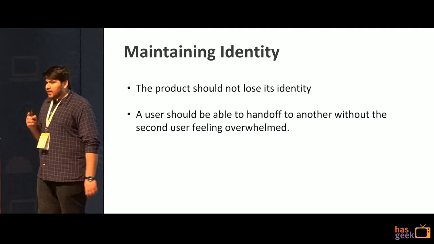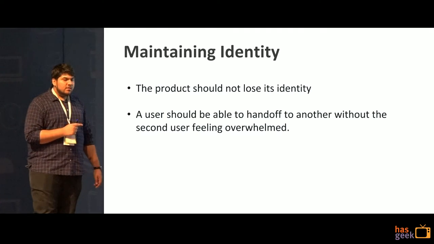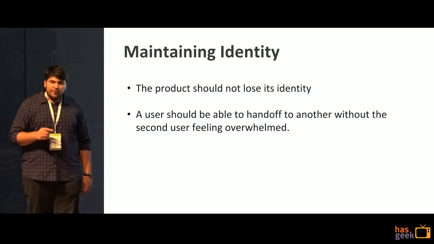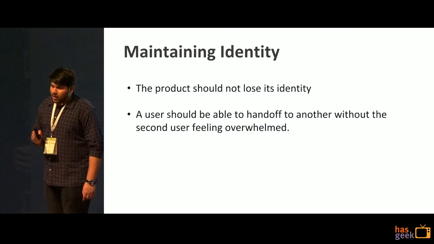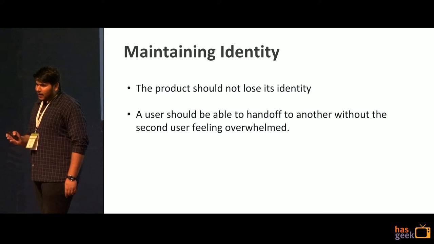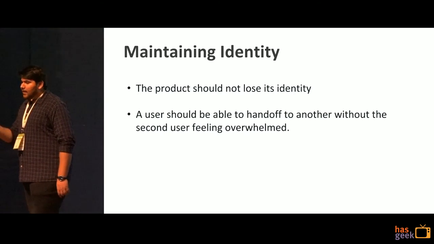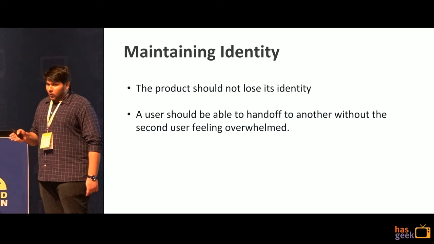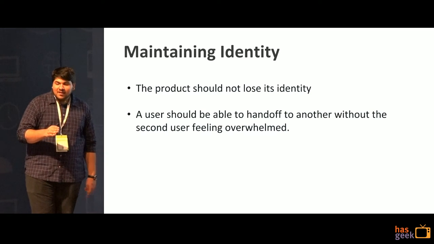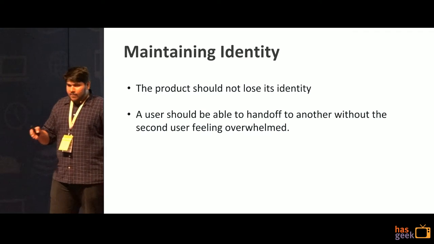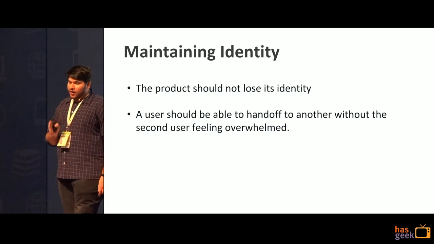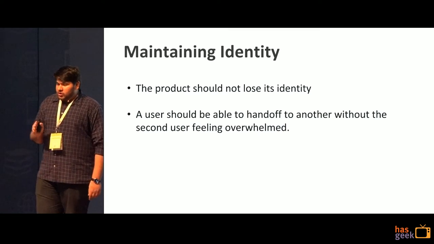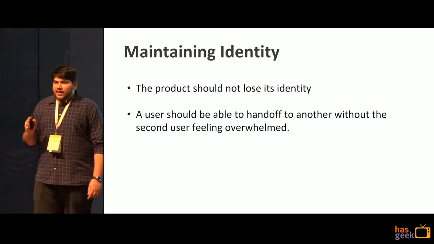Maintaining the user's identity. So if you would do an analogy on this, it could be that if you are mutating the human body, maintaining your identity would perhaps be increasing the length of the arms. Doing something else would perhaps be removing the arms and growing three legs instead, which would not make sense because you're losing the identity of the human body. So coming back to this, you need to maintain the product's identity.